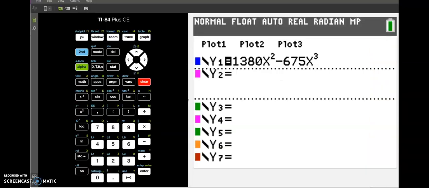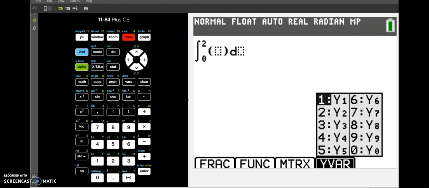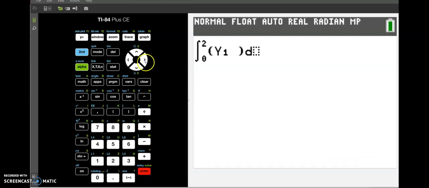So I know that that's in y1. In case you've forgotten how to use your calculator to integrate, we hit Math 9. I'm going to run that integral from 0 to 2. And one way, if you have the new operating system, to quickly pull up y1 is alpha trace, enter for y1, dx. If you're struggling with the use of your calculator, I'm going to encourage you to join in on one of your teacher's live conferences to discuss how to manage that.